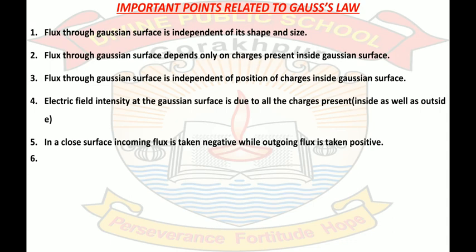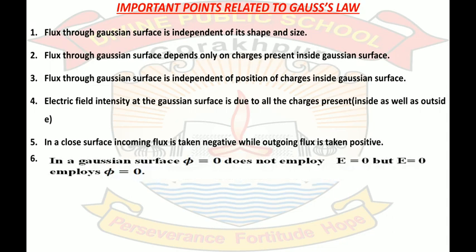And the last point, a very important conceptual one, is that in a Gaussian surface, phi equal to 0 does not imply E is equal to 0. If through a Gaussian surface electric flux is 0, it does not mean that electric field will also be 0. But somewhere if E is equal to 0, then at that point phi will be 0. Is it clear? For point 6 we'll do some examples when I teach electric dipole. Till now we have not done electric dipole. When I teach electric dipole, we'll discuss this point, and then this point will be clear.